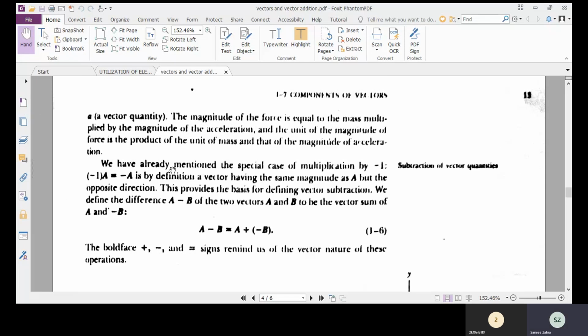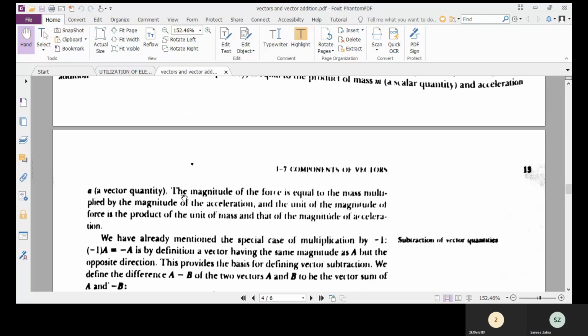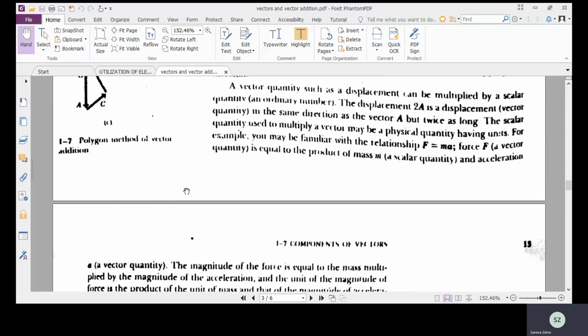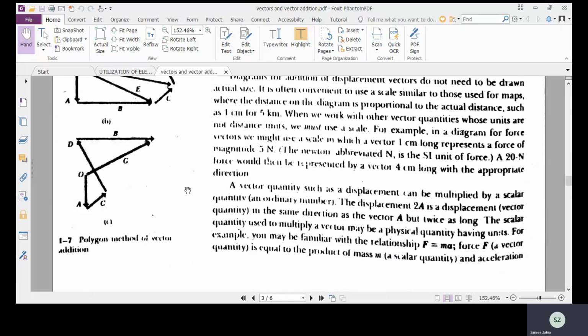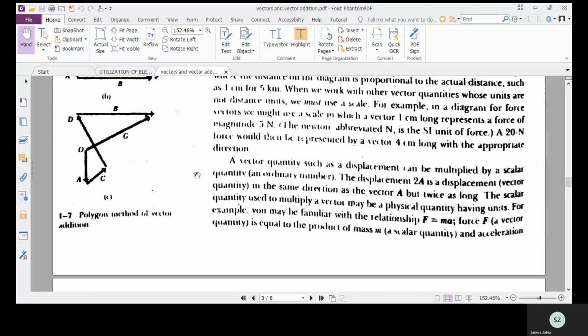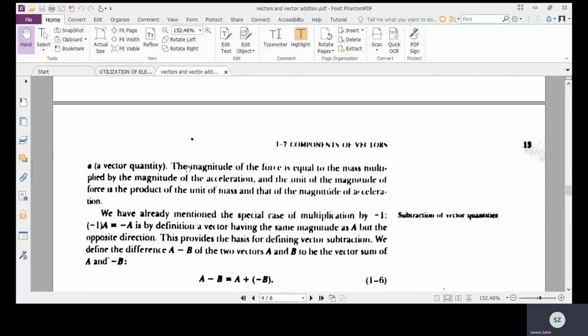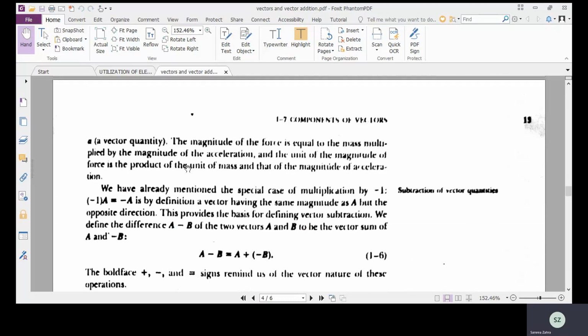So this is all for today. What we discussed is about vectors, vector quantities. How can we add them? How can we represent them? How can we relate them with the scalar quantities? And what laws they hold?